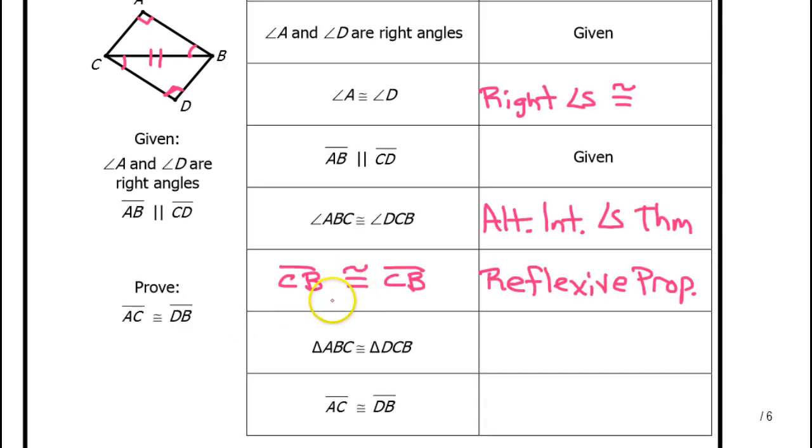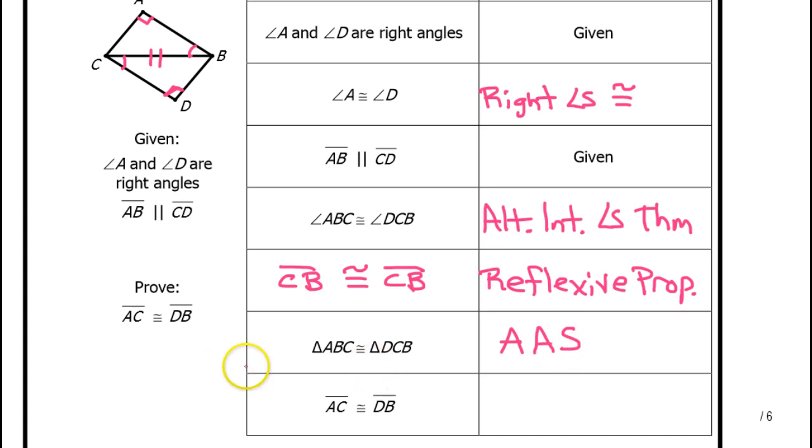So, looking at the picture, we now have enough information to prove that these two triangles are congruent. Which one of the five properties will prove that these two triangles are congruent? Well, let's see. We have two angles and a side that's not between them. So these triangles are congruent by angle, angle, side.